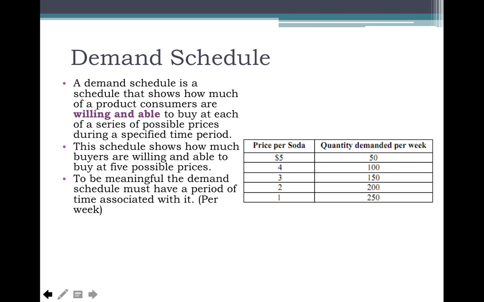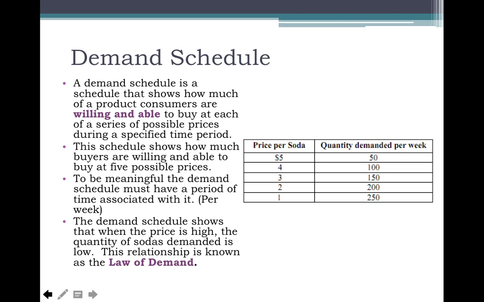Okay. In order for this to be meaningful, we need to associate a period of time with it. Here it's a week, it could be a day, it could be a month, whatever. And then finally, this shows us the law of demand, right? It shows us this inverse relationship. As the price goes down from $5 to $1, the quantity demanded goes from 50 sodas to 250 sodas, okay? It's important that we refer to this as quantity demanded, and I'll talk about that a little bit later, okay? But this is the law of demand in a schedule, what's known as a demand schedule.